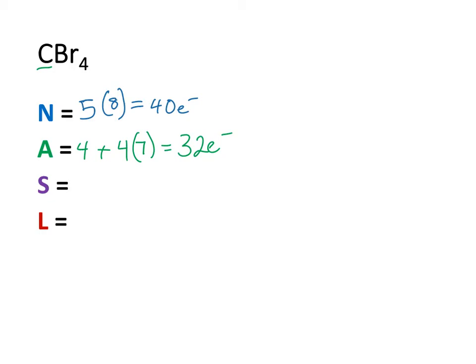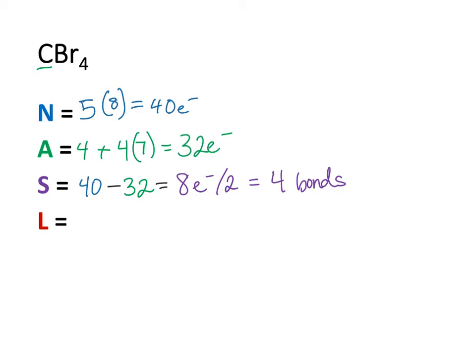My next step will be to determine my number of shared electrons. Remember, shared electrons is your needed electrons minus your available electrons. Some quick math is going to tell me that this is going to be 8 electrons shared between my atoms. And if I divide that by 2, I know that I will have 4 bonds in my covalent molecule.